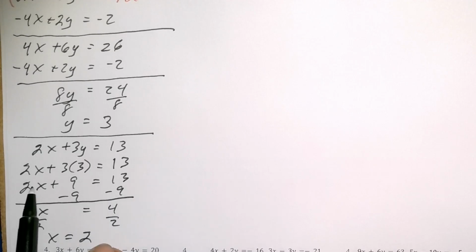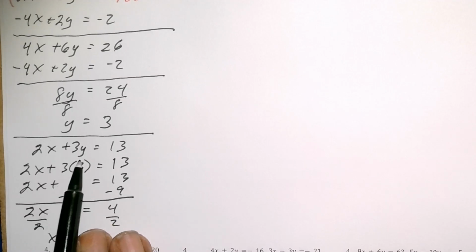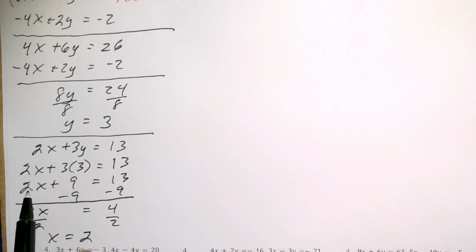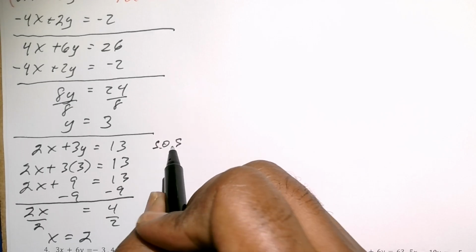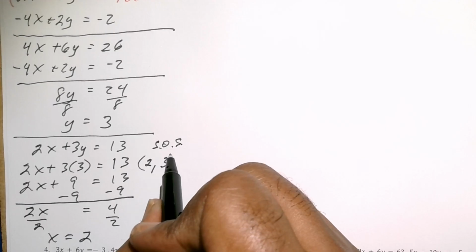Okay, so once again, we get 2x plus 3y equals 13. We substitute the y for 3, so we get 2x plus 3 times 3 equals 13. That becomes 2x plus 9 equals 13. Subtract 9 from both sides. That gives us 2x equals 4. Divide 2x by 2, divide 4 by 2, you'll get 1x is equal to 2. This means the solution of our system is x is 2 and y is 3.